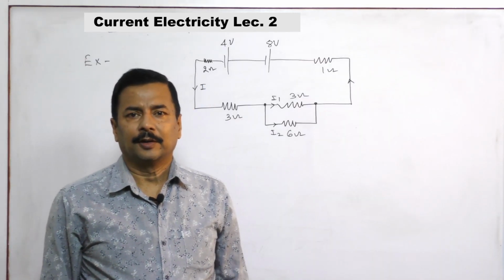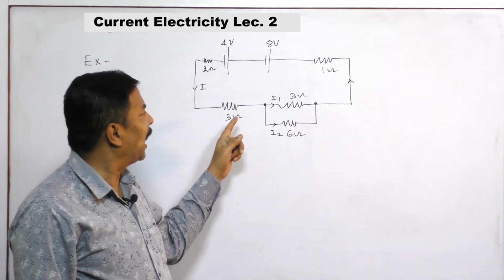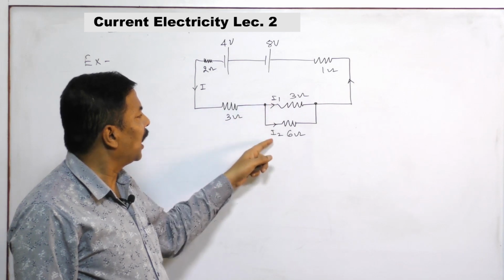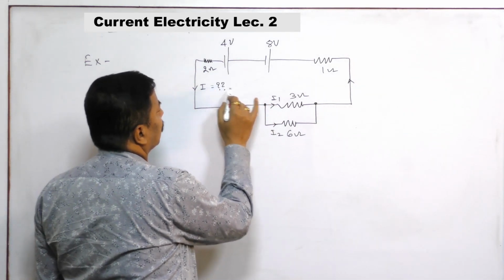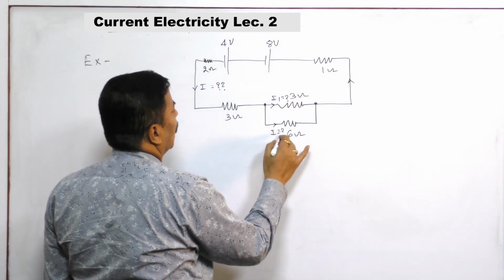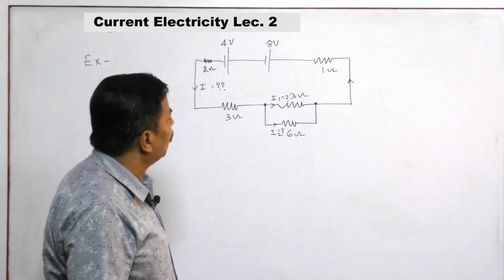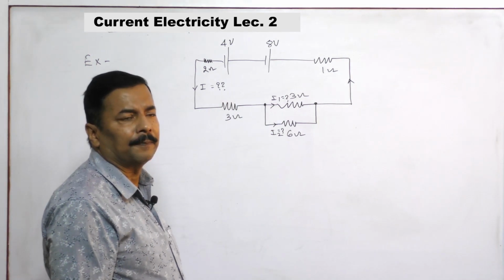Hello students. So this is your question, and you have to find I, I1 and I2. I is equal to how much? I1 is equal to how much? And I2 is equal to how much? Here it is very important to understand that two batteries are there.